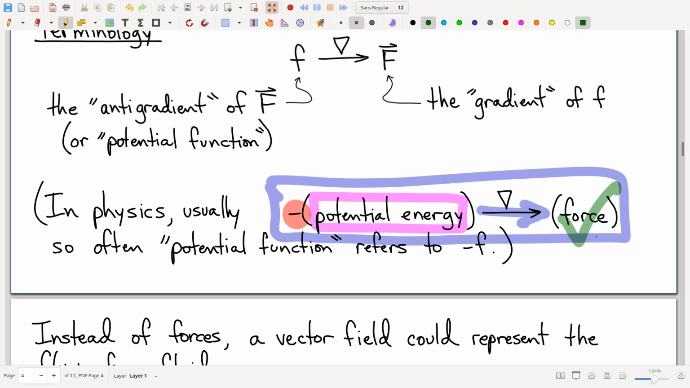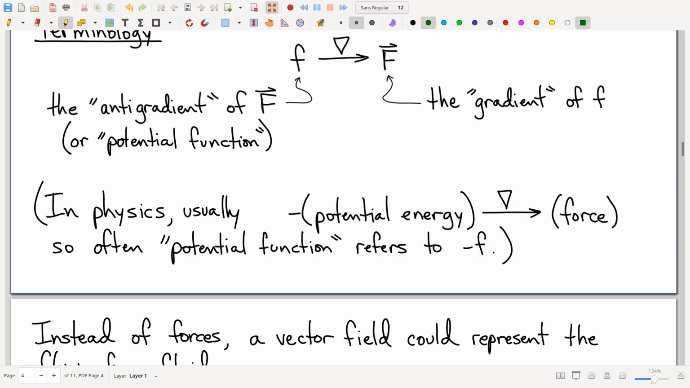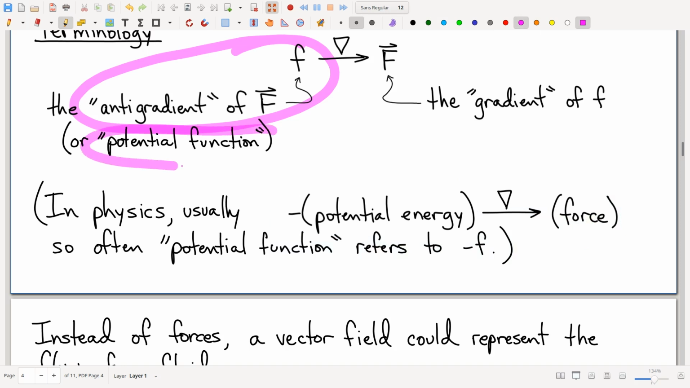So the reality, though, is that it's tempting to say that potential energy is the antigradient, but it's not quite, is it? It's off by a minus sign. Now, that said, it is still very popular, and I think really unfortunate, to refer to the antigradient as being the potential function, motivated by this little reality of how potential energy works. Now, it's not. The antigradient is not the potential. It's the negative of the potential. I think that makes this extremely confusing. Anyway, that's what they do.